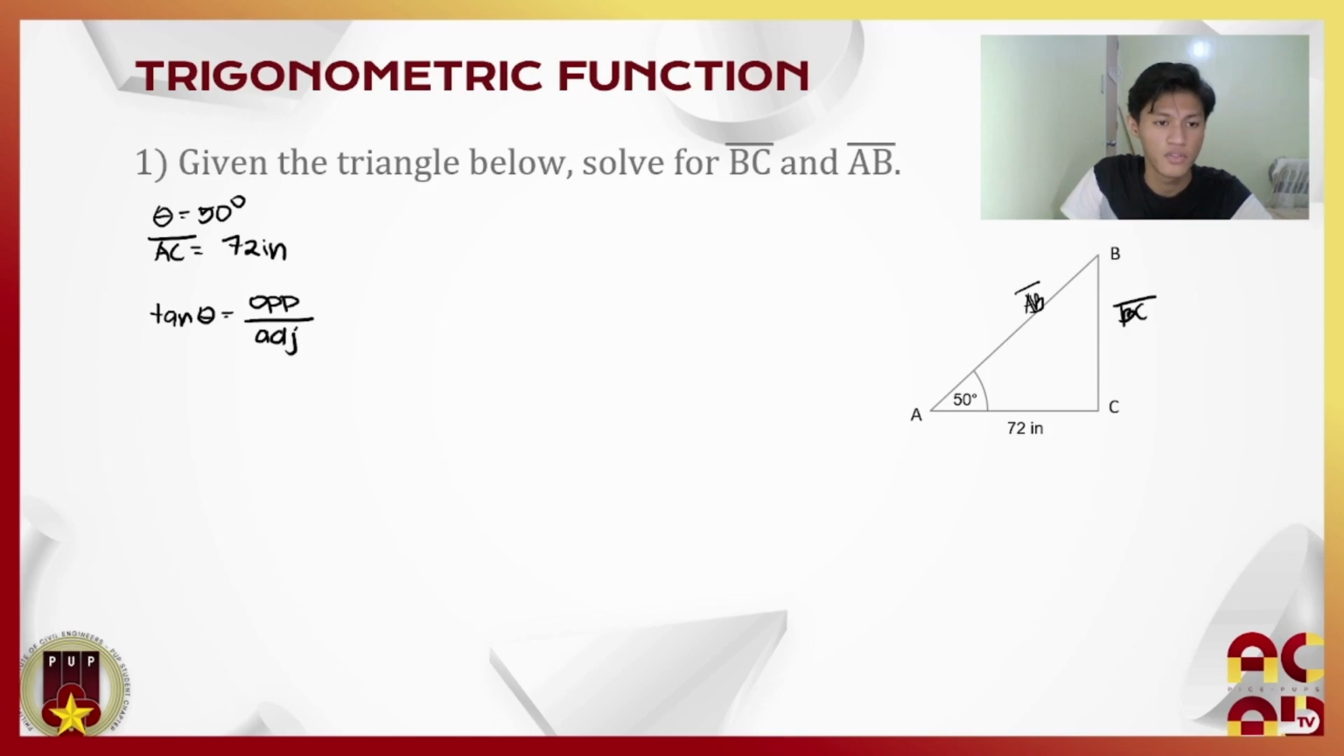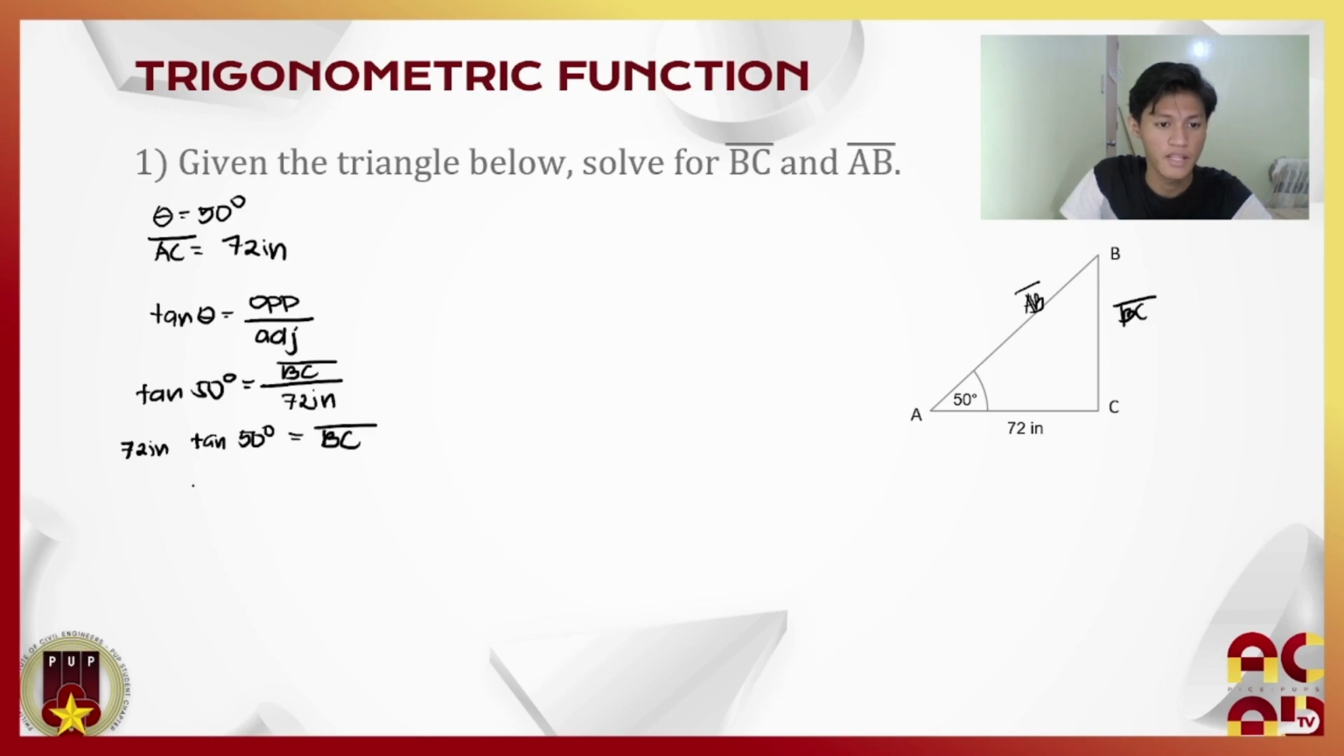Yung theta natin, which is yung 50 degrees, ilalagay lang natin yung mga values na meron tayo. And then opposite, which is yung line BC, yung ating hahanapin, and then yung adjacent na 72 inch. Gamit tayo algebra, i-cross multiply natin yung 72 inch dito sa tangent 50 degrees para mahanap yung line BC. So 72 inch tan 50 degrees is equals to line BC.